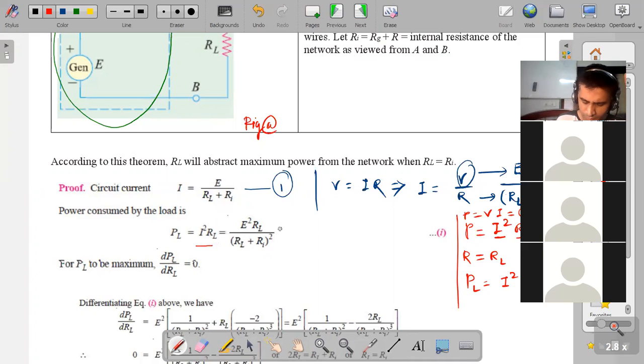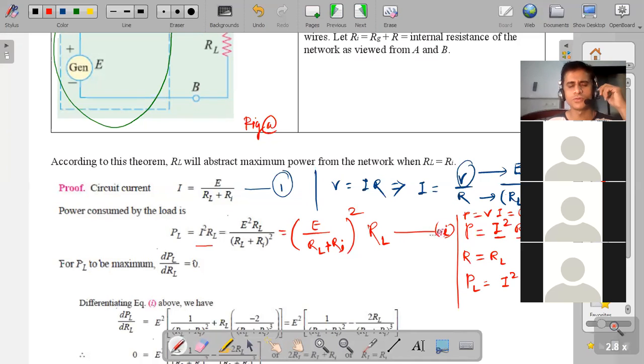And therefore, dear student, what is I? I is E upon RL plus Ri. Is it correct? Square into RL. Equation number 2. Understood, dear student, up to equation number 2?